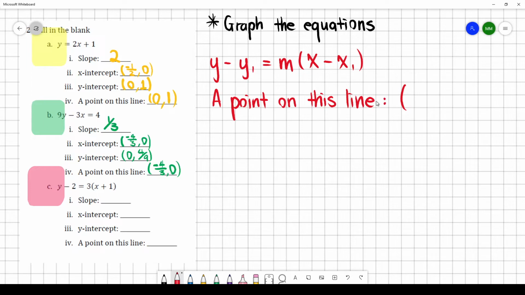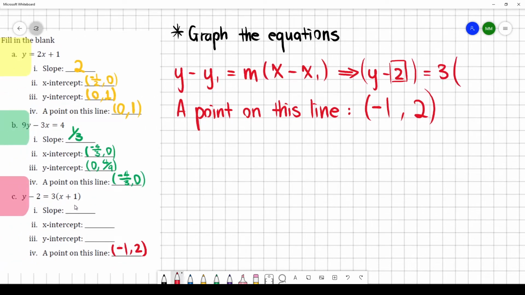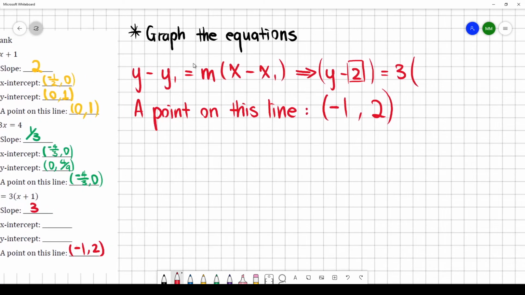2 is the y value, so the x value is -1 and the y value is 2. So this should be your point. Point-slope form is already in here. So this question was y minus 2 is equal to m times x plus 1, so m is 3. M is the slope. So the slope is 3 for this graph.